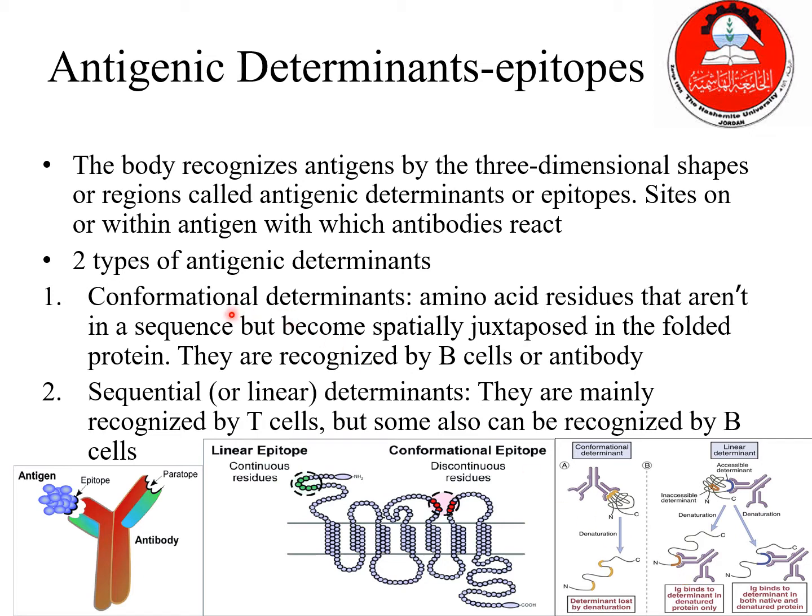While when we talk about conformational determinants, then we're talking about amino acid residues that are not in a sequence but become spatially juxtaposed in the folded protein. They are recognized by B cells or antibodies. So the conformational epitopes are recognized mainly by the B cells. The linear epitopes are recognized mainly by the T cells but can be recognized by the B cells.